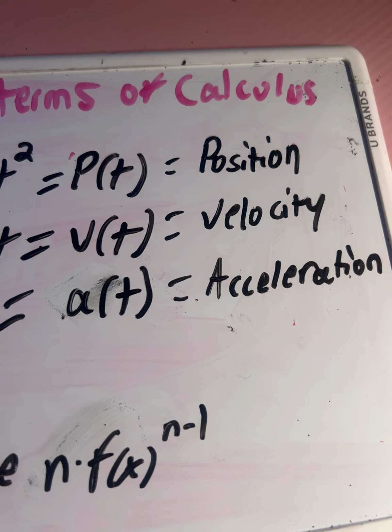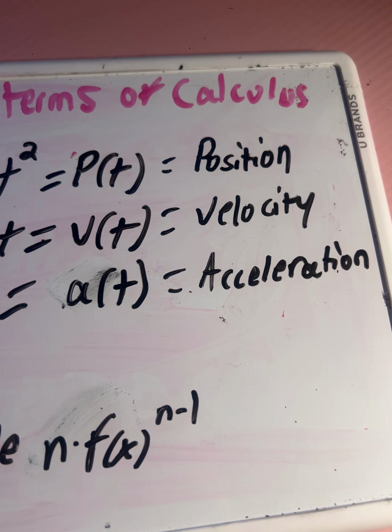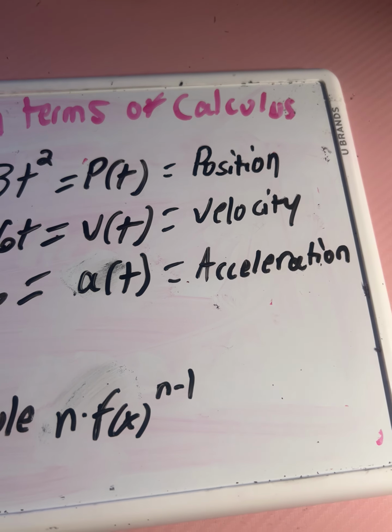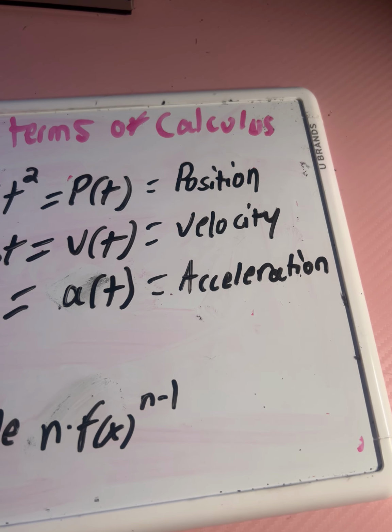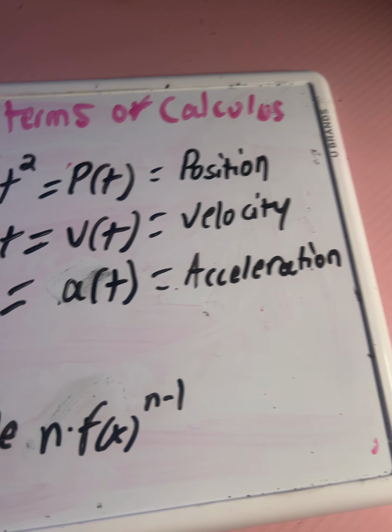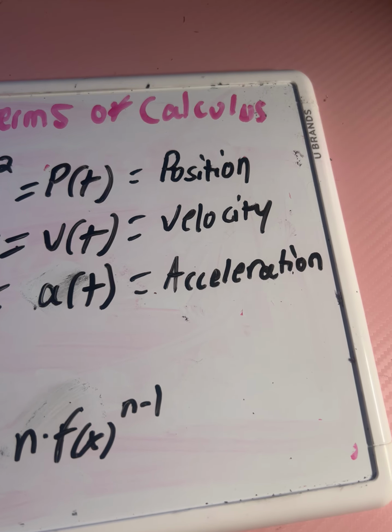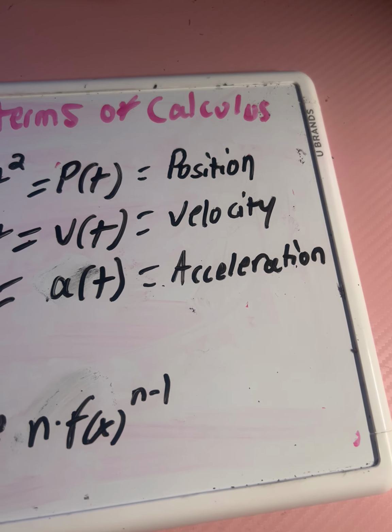The position is where something actually is. The velocity is how fast the position changes over time. T equals time. The acceleration is how fast the velocity changes over a given time.